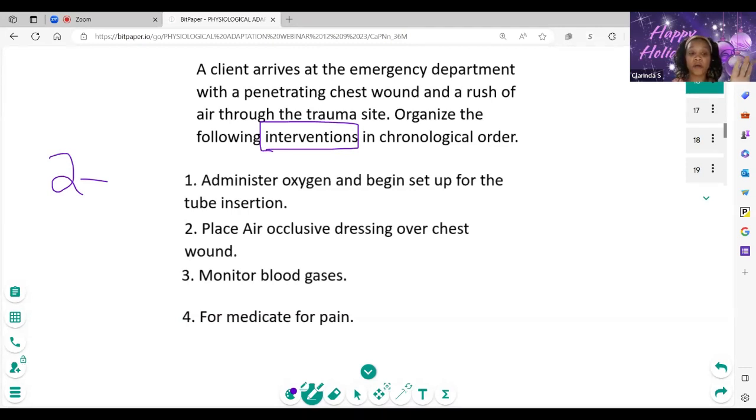But the first thing you want to do is do something that helps the patient. So think about your problem. What is the problem? They got stabbed or something went in their chest. I need to cover that site. That's going to prevent more air from rushing in, which is going to create more problems. The more air you get in your chest, the greater the pneumo.